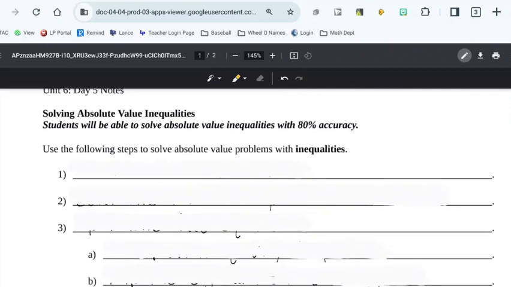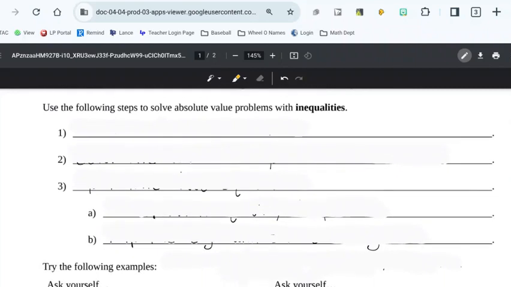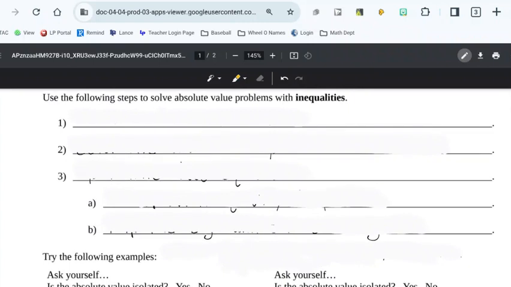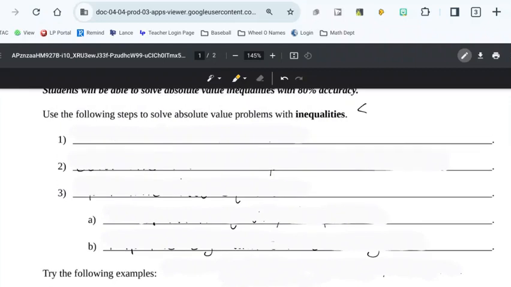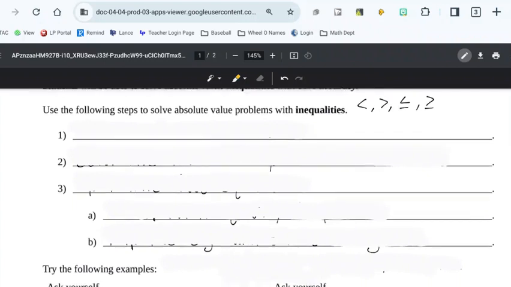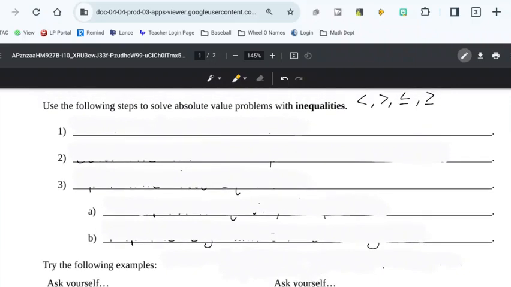Okay, so let's get started. Use the following steps to solve absolute value problems with inequalities. We're going to see a lot of familiar steps in solving with absolute value inequalities. But again, inequalities consist of less than, greater than, less than or equal to, or greater than or equal to. So it's going to add a few new pieces or challenges into solving these equations.